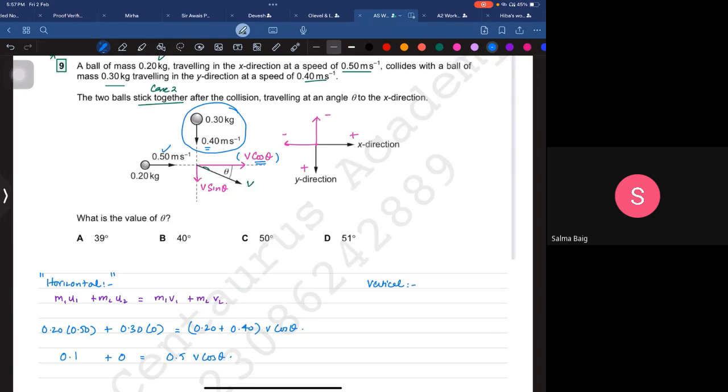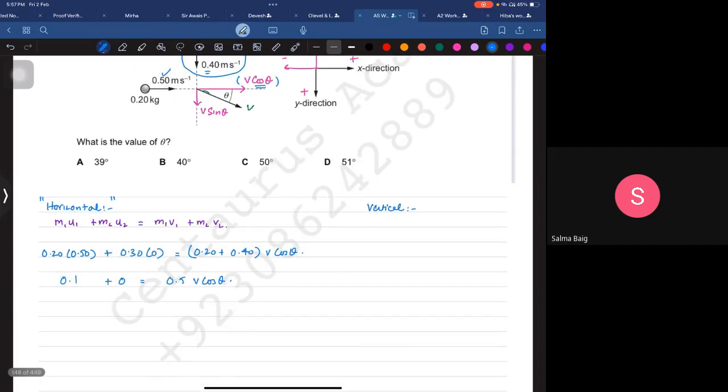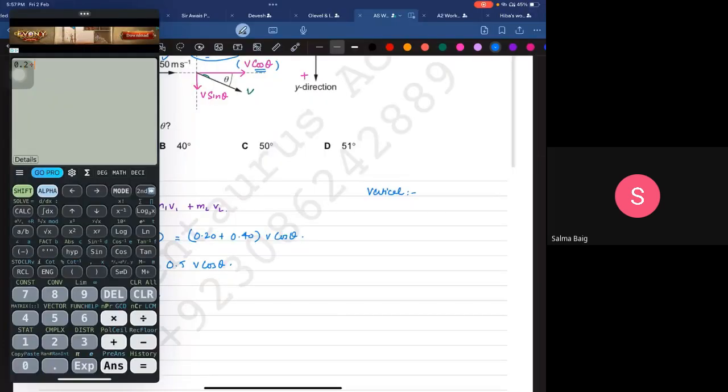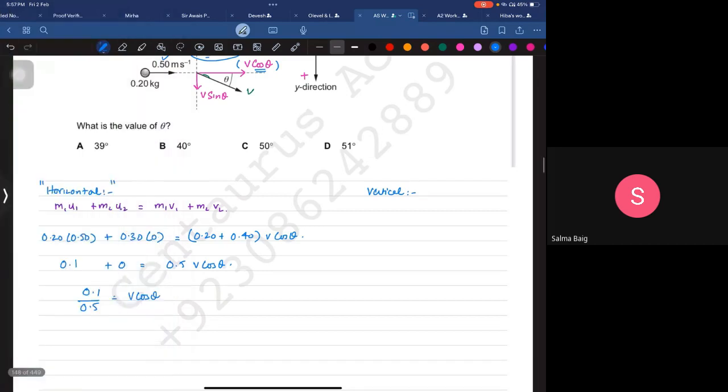Okay, good. Now, this means this will be 0.1 divided by 0.5. So V cosine theta is going to be somewhat like, what that might be, I don't know. Let's just keep it like this. Or we could just further resolve this. 0.1 divided by 0.5, so it's going to be 0.2. So 0.2 equals V cosine theta. We're going to put it as the first equation. So, difficult question, doesn't matter.